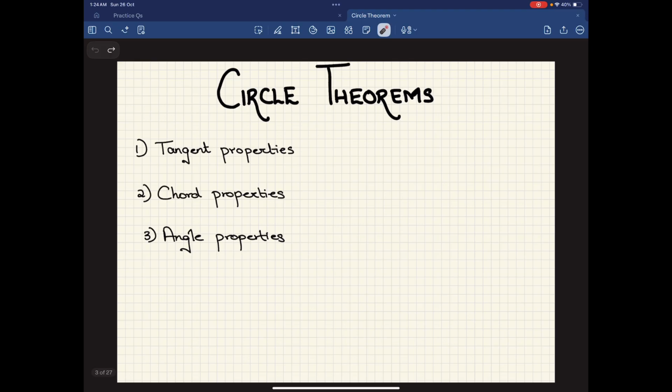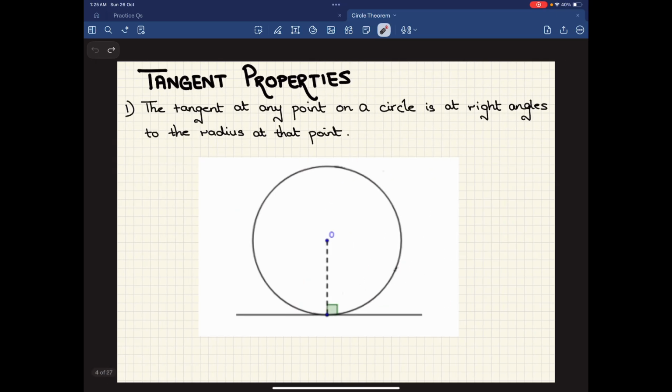As already discussed, we've divided the circle theorems into three properties: the tangent properties, chord properties, and angle properties. Let's begin with the tangent properties. The first tangent property is that the tangent at any point on a circle is at right angles to the radius at that point.